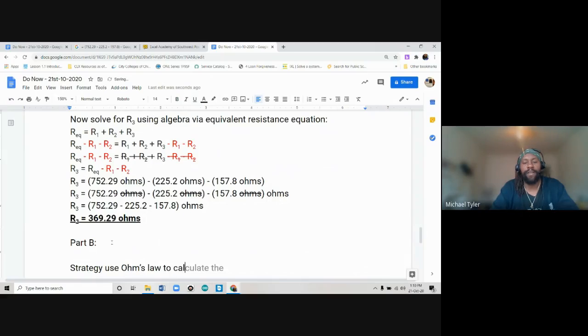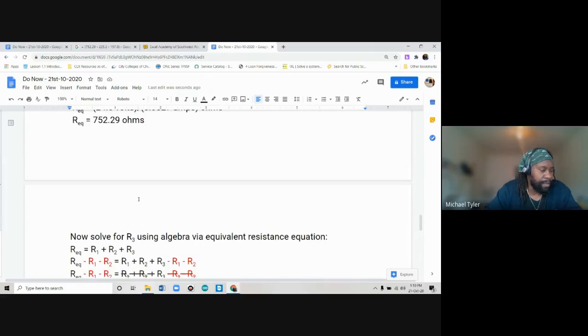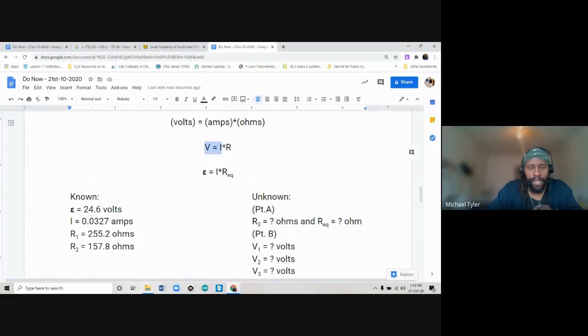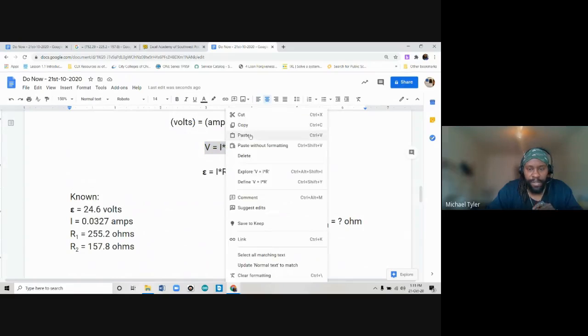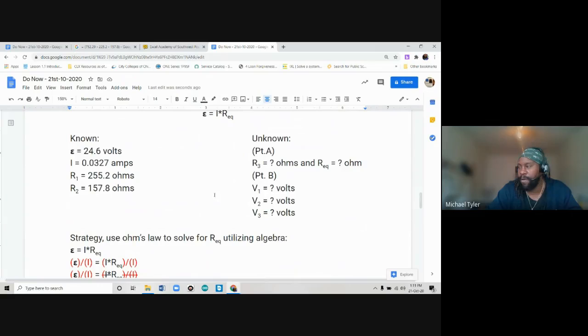to calculate the potential differences of each resistor. That's 3 resistors, remember? So I'm going to do 2 of them, or try to in a moment. So remember, Ohm's law is here, right? So we're going to use this original version, but we have 3 resistors to account for. So the first one, remember, is V1, V2, V3, and part 3.